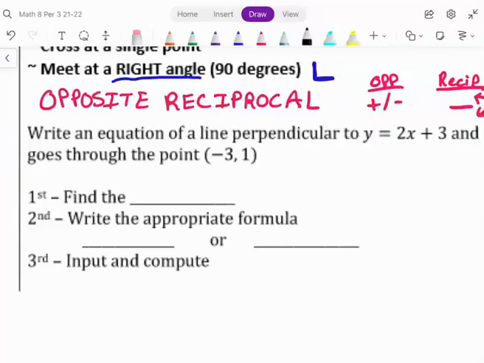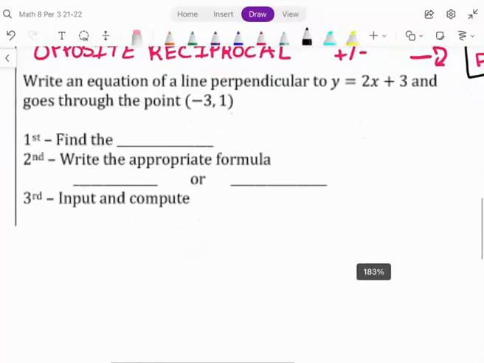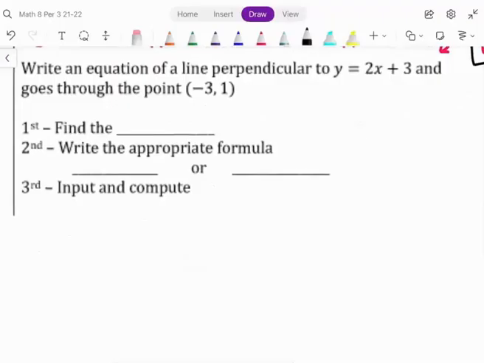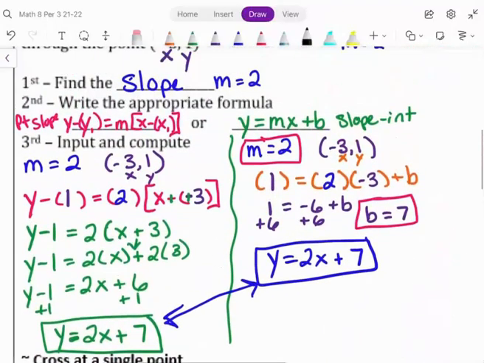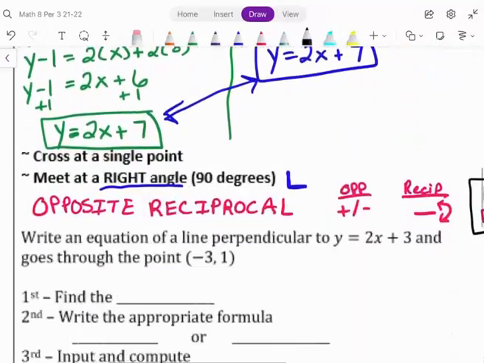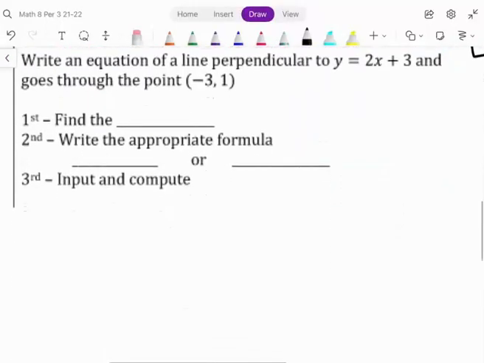Okay, write an equation of a line perpendicular to y equals 2x plus 3 and goes through the point negative 3, 1. This is the exact same information we had for up here, but instead of writing a parallel line, we're now going to write a perpendicular line. So, same. You box in that guy, because your first thing is find the slope.